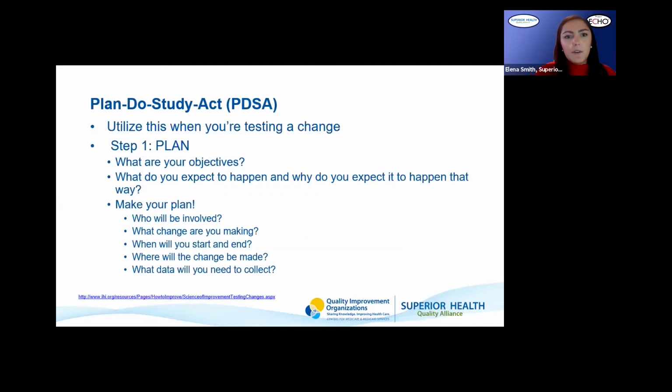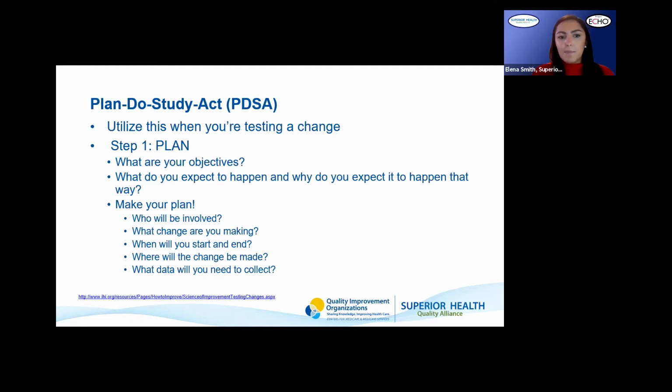So the first thing we're going to look at is the Plan, Do, Study, Act framework, or PDSA. It can also be called the Plan, Do, Check, Act. There are quite a few different names for it. This is something you're probably pretty familiar with. I know Barb mentioned it in an earlier presentation. You utilize this when you're testing a change.